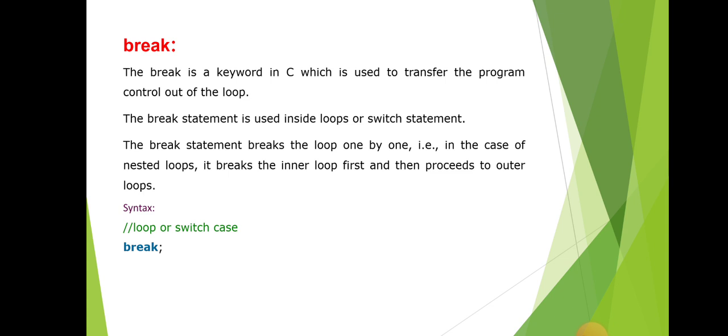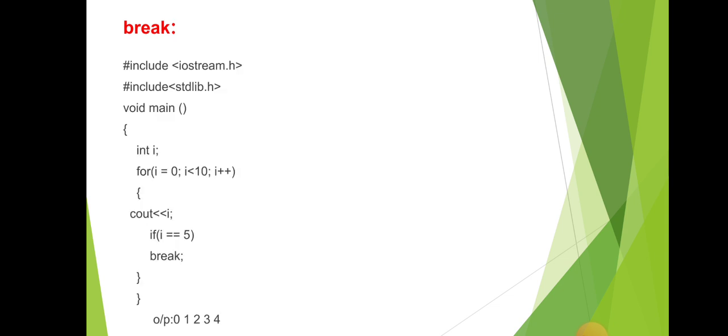Next, the break statement. The break statement is used to transfer the control out of the loop. The break statement is used within looping structures, while, do while, for, or switch statement. Example for break statement: when the for loop executes, 0, 1, 2, 3 are printed continuously. When the i value reaches 5, the break statement is used. So it terminates the loop immediately and comes out of the loop. So the output of this program is 0, 1, 2, 3, 4 only.